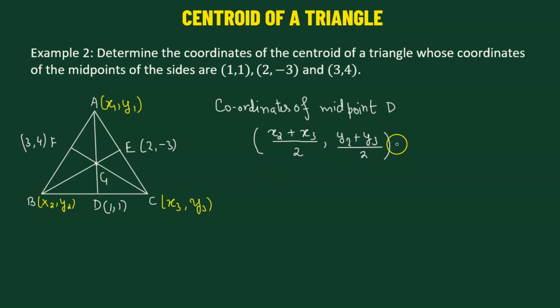Now it's given here in the problem that this is equal to 1, 1. So equating, we get x2 plus x3 divided by 2 equals 1. And we get y2 plus y3 divided by 2.